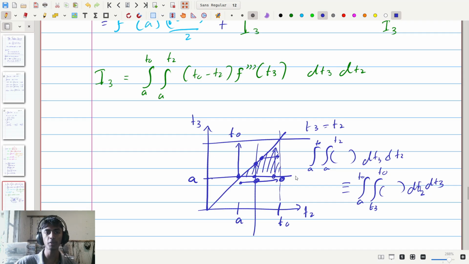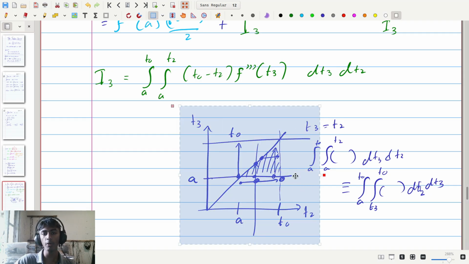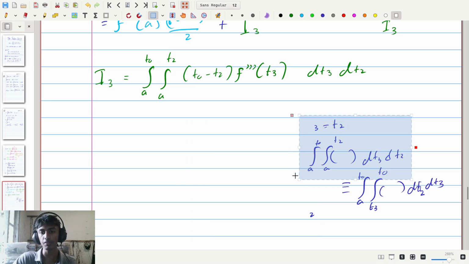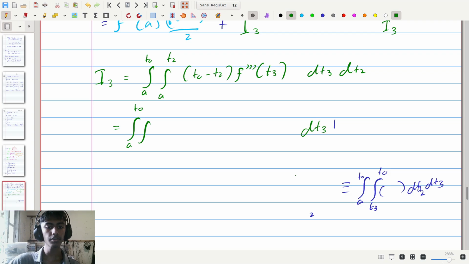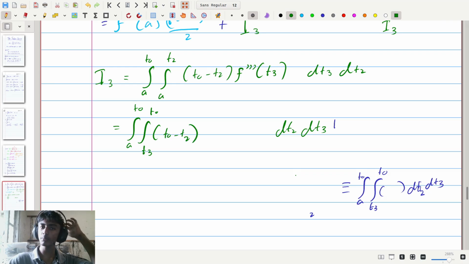Using this, what we are going to be doing is changing up the order of integration on the integral I3 over here. We are going to instead write this as being equal to, in green, the integral from a to t0 dt3 of the integral from t3's current value up to t0 dt2 of the function on the inside, which is t0 minus t2 times f triple prime of t3.